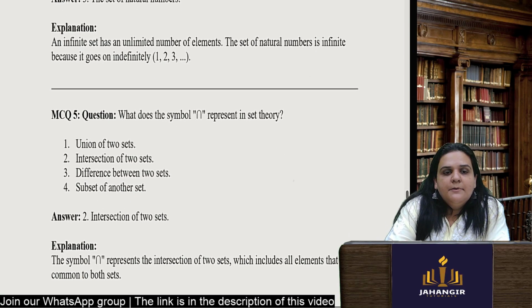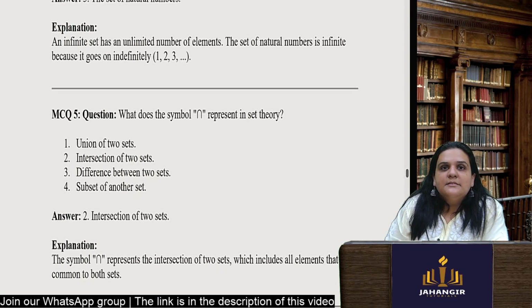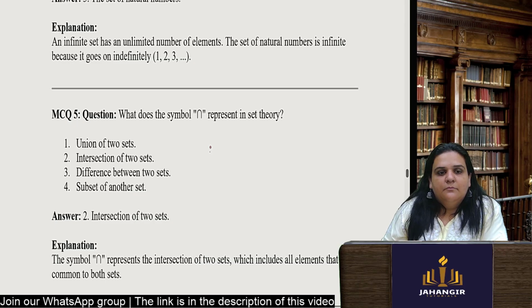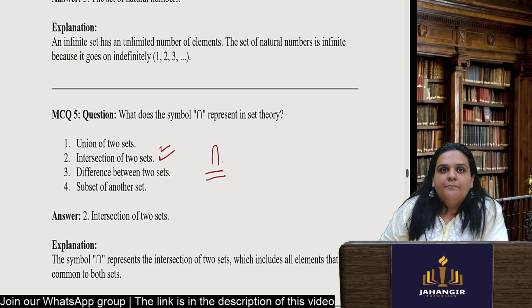What does this symbol mean? This symbol is intersection. Intersection means the elements present in both the sets. Okay, intersection of two sets.